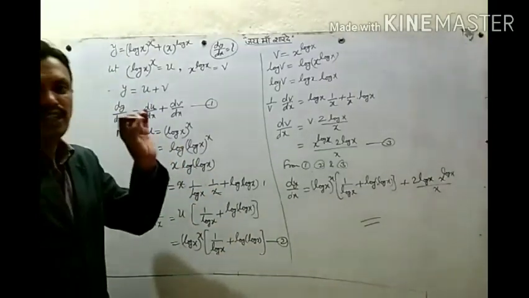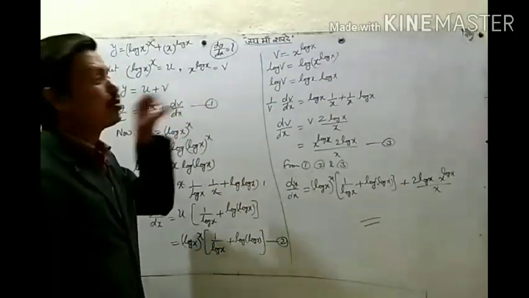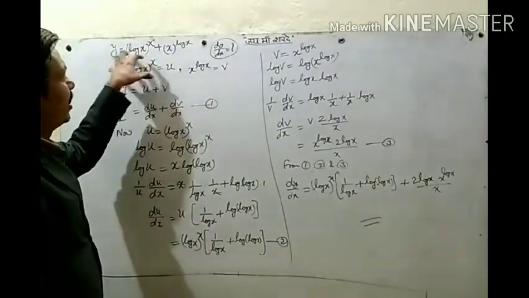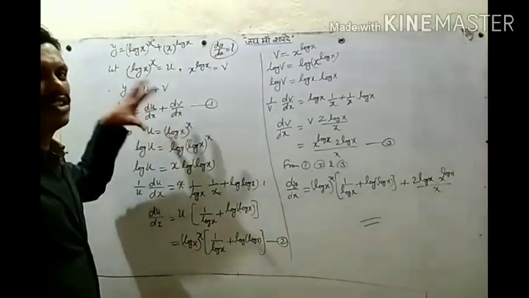So be careful. Many students make this mistake. When the question is like this, they just take log on both sides and then differentiate. So it is wrong.